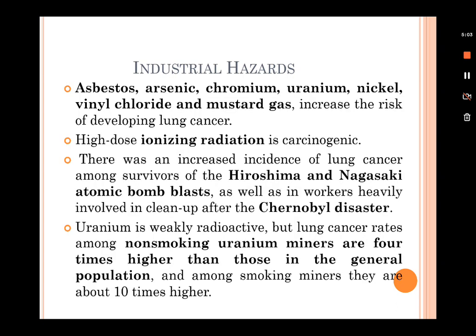And then uranium. Although uranium is not that radioactive, people who work in uranium mines are more at risk than people who don't. So asbestosis, arsenic, chromium, uranium, nickel, vinyl chloride and mustard gases are increasing the risk of developing lung cancer. High dose ionizing radiation as well, and obviously Hiroshima and Nagasaki atomic bomb blast survivors, Chernobyl disaster workers. Uranium, as I said, non-smoking uranium miners are 4 times higher than the general population, and among the smoking, if you're smoking on top of that, obviously the risk is 10 times higher.